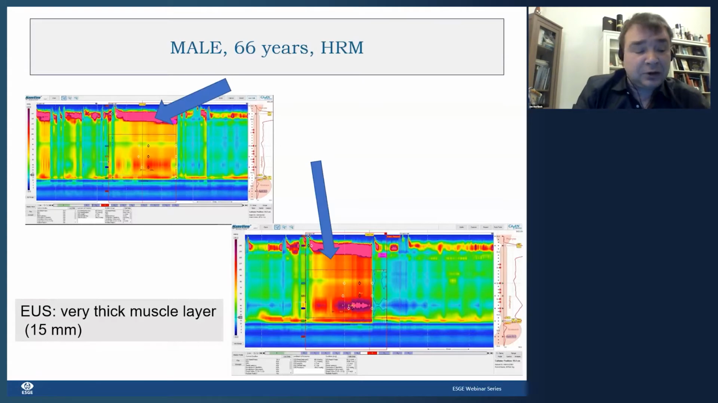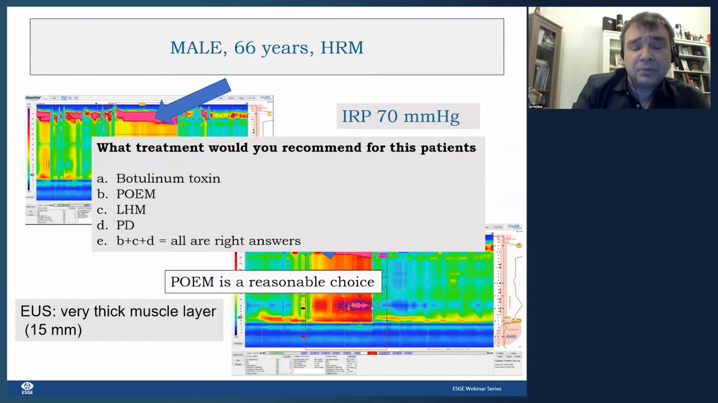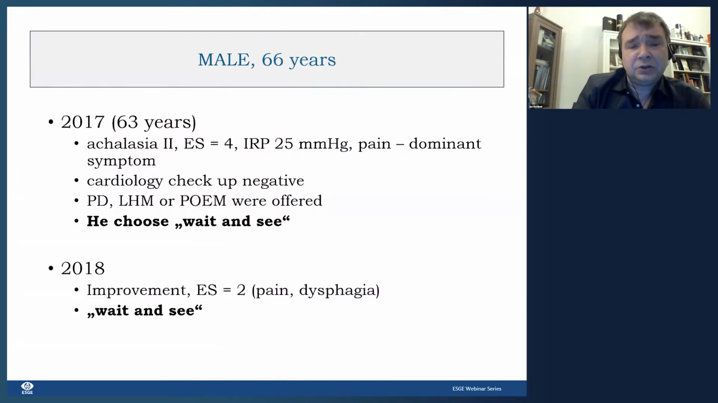We don't routinely perform EUS, but this patient underwent EUS showing a very thick muscle layer, and his IRP was very high, 70 millimeters of mercury. Normal value is 50. So back to the question, E is the right answer. The POEM was chosen by this patient, and we think POEM is a reasonable choice.